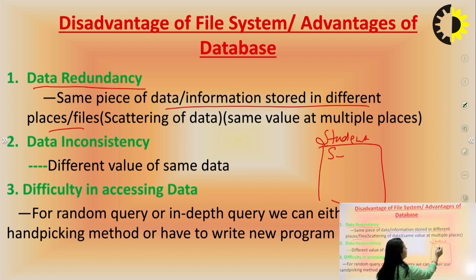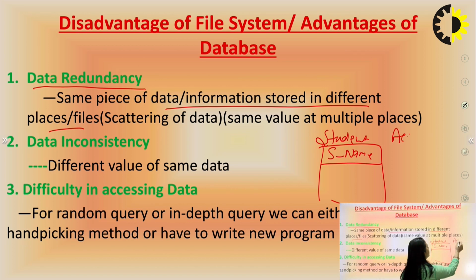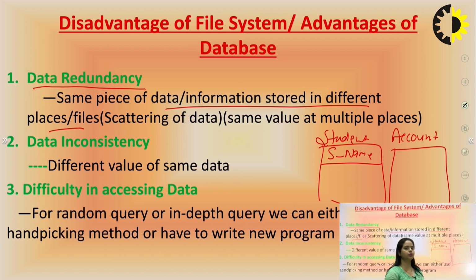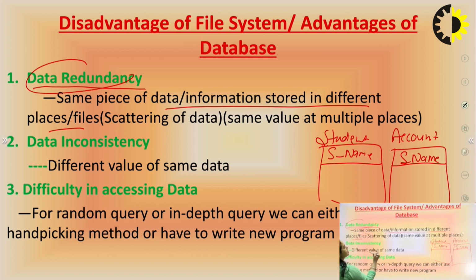I have a student name here in the student table, and I have another table in the college called the account table, which contains the information of the fee structure and fee details of the student. So this account table also contains the name of a student. So here the student name occurs in both places, first in the student table and another in the account table. This is known as data redundancy: the same piece of data or information at different places.